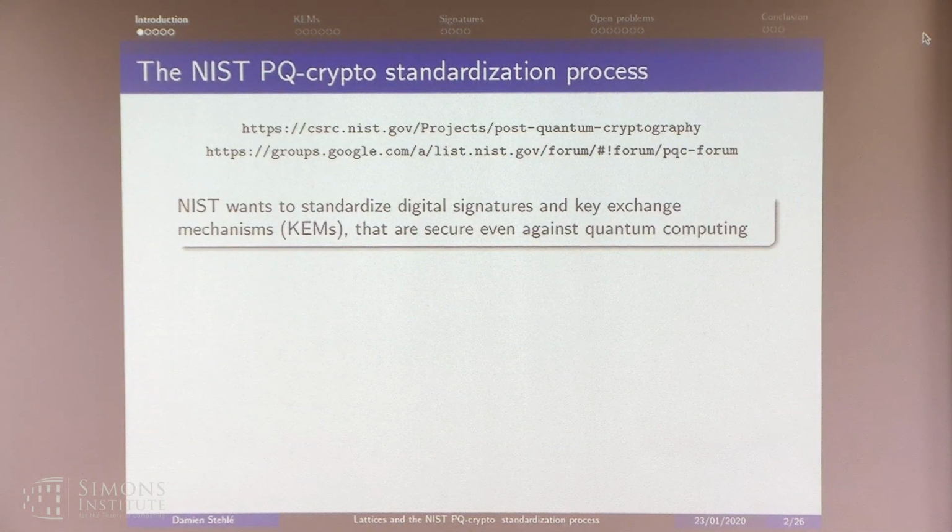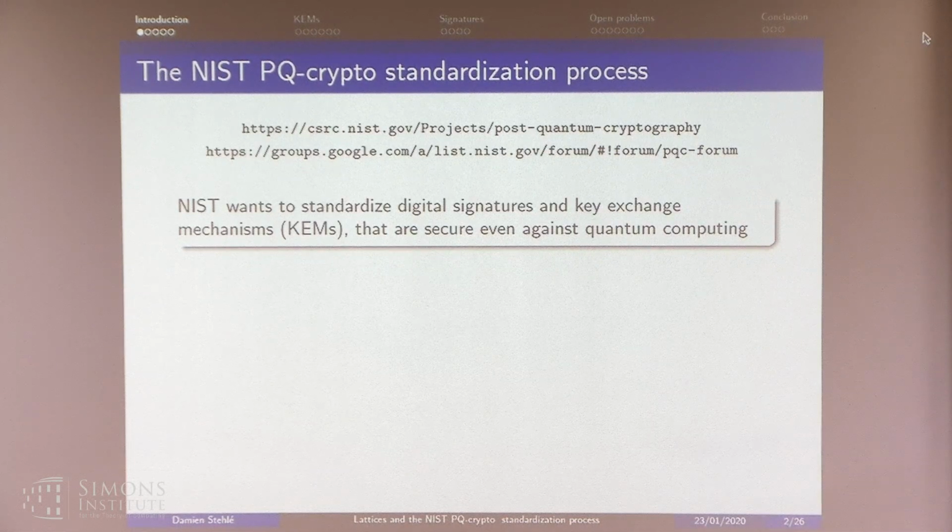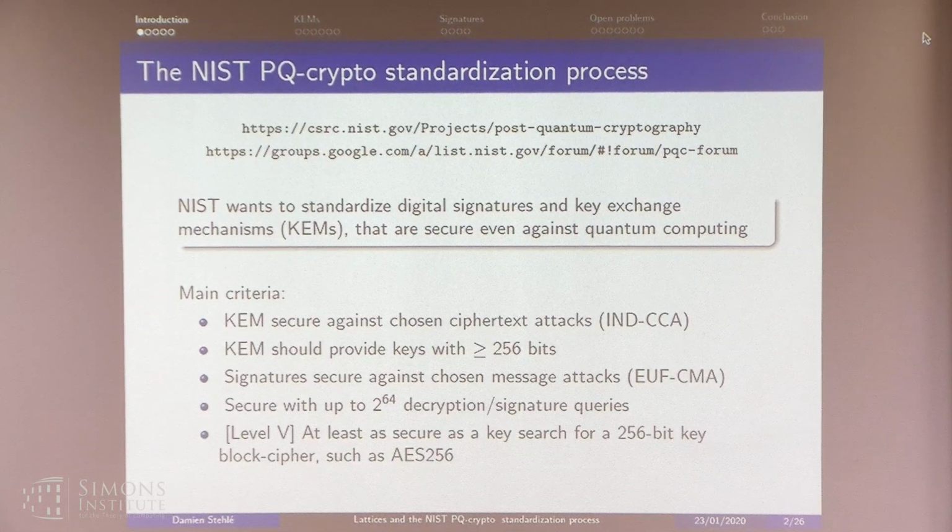Okay, so a few words about the NIST post-quantum crypto standardization process. If you are interested to know about it, here are the links. That can be read within, I don't know, 1 hour, and this one much more hours. But it's sometimes entertaining. So in short, NIST wants to standardize digital signatures and KEMs that are secure even against quantum computing. There is a list of criteria, and I've selected a few which I find probably the most relevant.